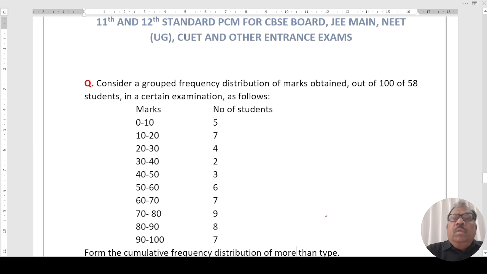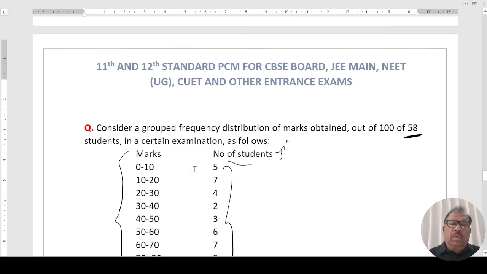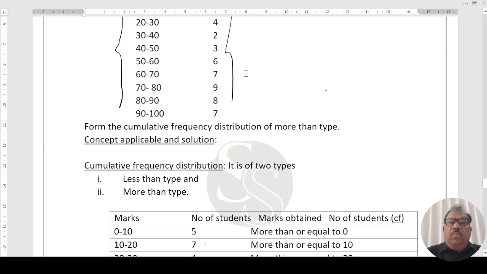Question is, consider a grouped frequency distribution of marks obtained out of 100 of 58 students in a certain examination as follows. These are the marks in class intervals 0 to 10, 10 to 20, 20 to 30, up to 90 to 100. These are the number of students, that is F. Total number of students is given to you, 58. To form the cumulative frequency of more than type.